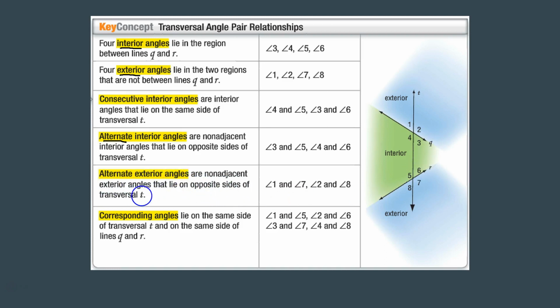Alternate exterior angles are non-adjacent exterior angles that lie on the opposite sides of the transversal T. So once again, we have exterior, which are our outside angles, but they have to be on alternate sides. So one's on the left, the other one's on the right. So angle 1 and angle 7, and angle 2 and angle 8. The last one we have is corresponding angles, which means they lie on the same side of transversal T and on the same side of Q and R. So we'll say we have angle 1 and angle 5, and angle 2 and angle 6. And then we also have angle 3 and angle 7, and angle 4 and angle 8.